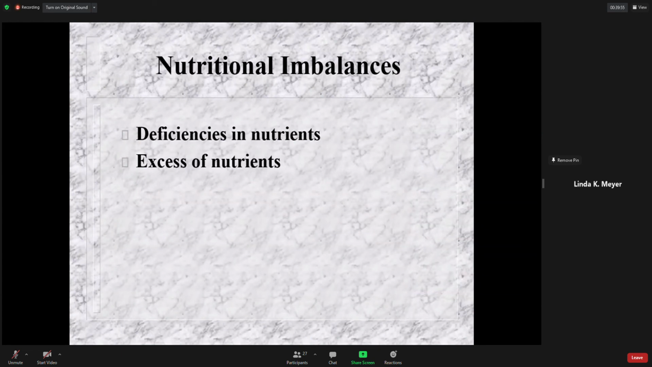Okay, last week I mentioned different nutritional diseases, where the injurious stimulus is the nutritional imbalance. Is there a deficiency in the nutrients, or is there too much or an excess of these particular nutrients? So what's listed here is the specific injurious stimulus.